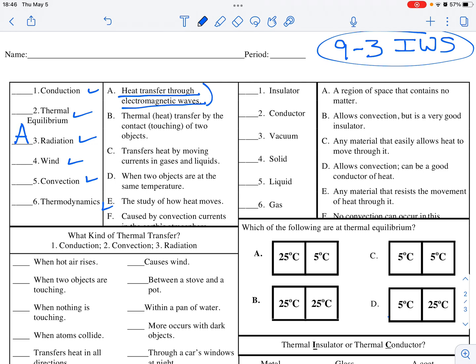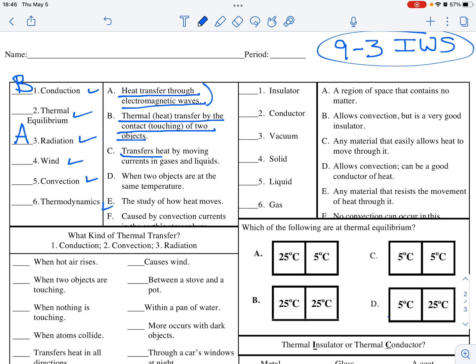Our second definition says thermal heat transfer by the contact, touching of 2 objects. Yell out your answer. That's right. If you said letter B, you are correct. Conduction, you are correct.